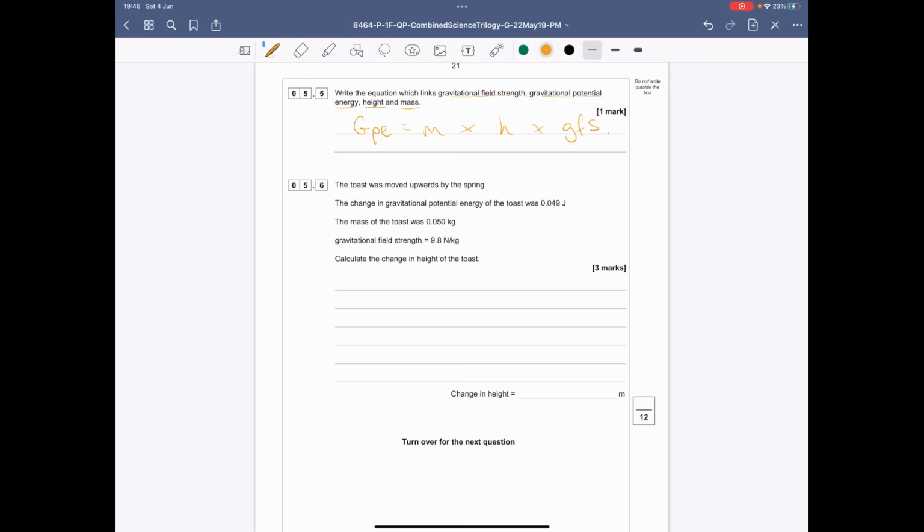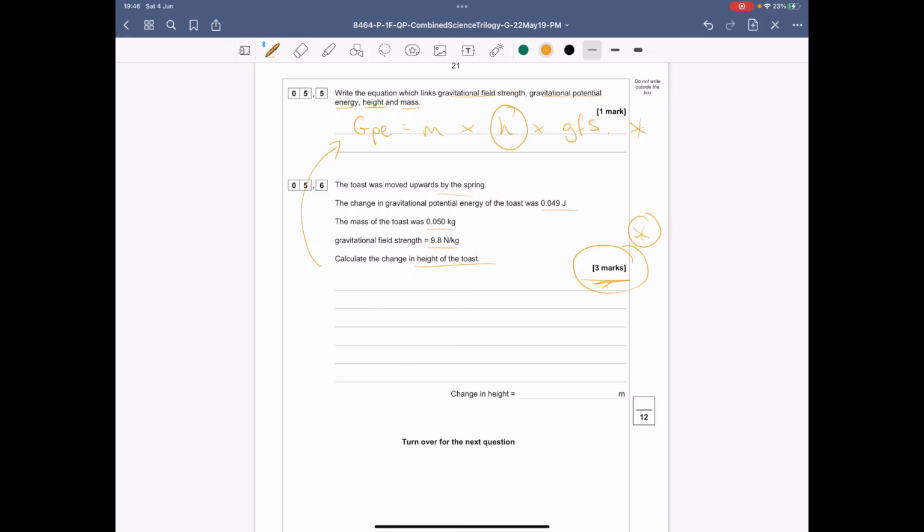Question 5.6. The toast was moved upwards by the spring. The change in GPE was 0.049. The mass of the toast was 0.05 kilograms and the gravitational field strength was 9.8 Newton kilograms. Calculate the change in height of the toast, and this is worth 3 marks. So in this situation then, you've had to know the equation, and there's going to be quite a complex equation to use because it is worth 3 marks. The equation that you should have known from up here, you've got to rearrange it to help you get the height. So you want the height to be the subject of the equation.